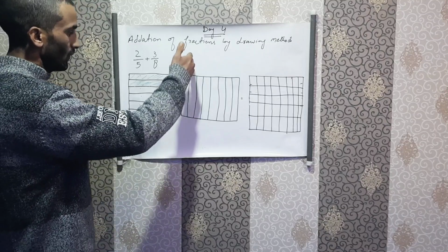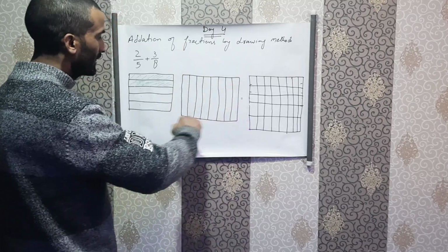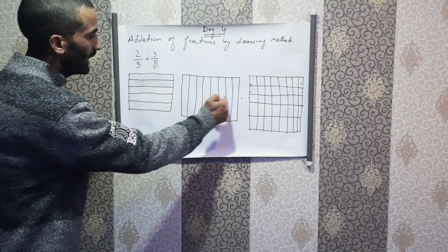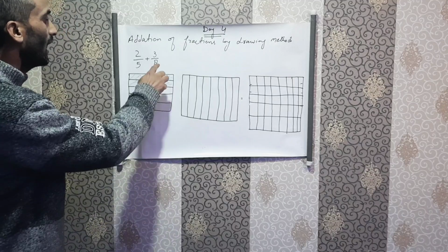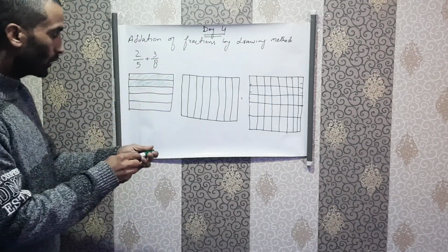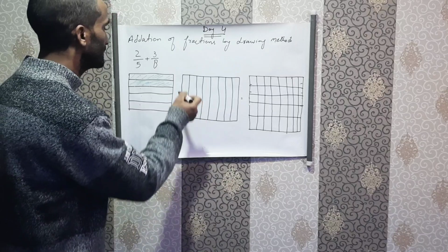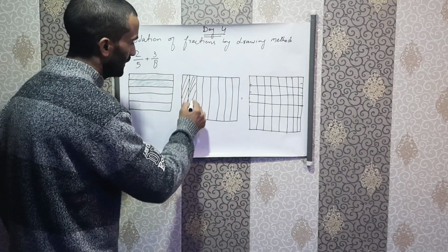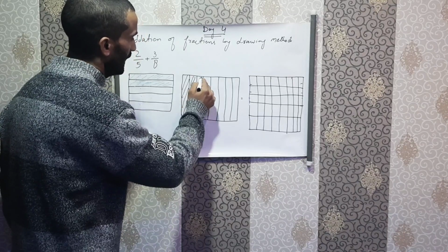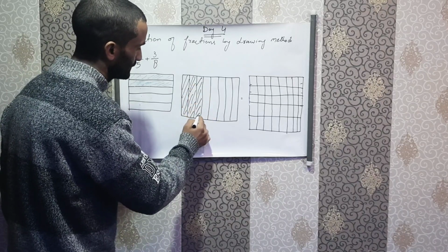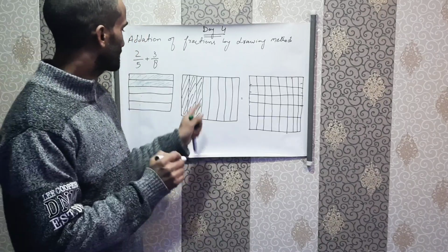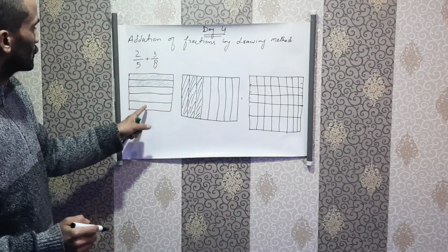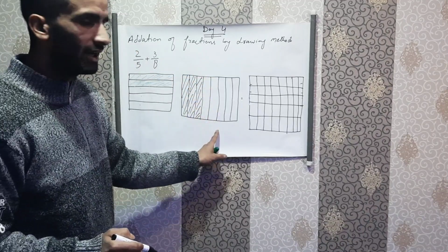In this, we vertically divided the rectangle into 8 equal parts because the denominator here is 8. So we divided this rectangle into 8 equal parts, and out of 8 parts we are going to shade 3 parts. This is one part, this is the second part, and this is the third part. Clear? This was the first step: represent both the fractions by drawing. This one is 2/5, this one is 3/8.